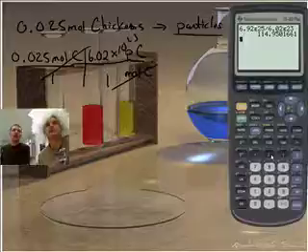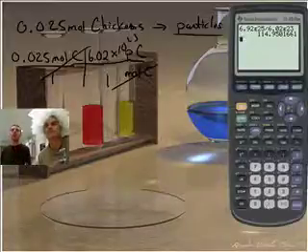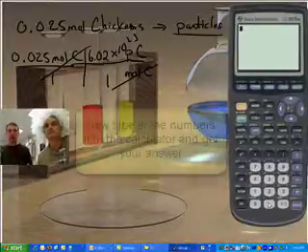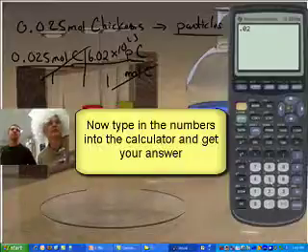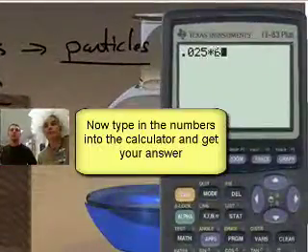Guys, my point here is that you can convert moles of anything into particles of anything using Avogadro's number because there are 6.02 times 10 to the 23rd of anything in 1 mole.